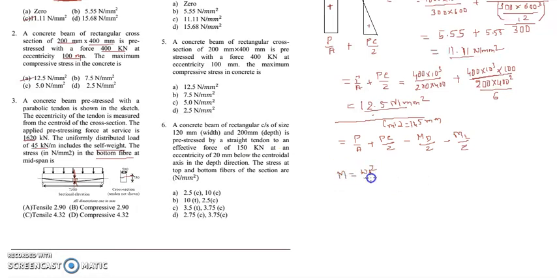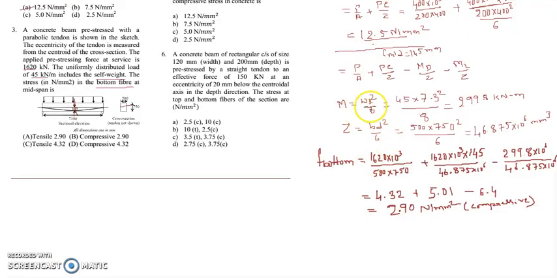WL square by 8. So the load W is 45 kilonewton, and L is equal to what? The length is 7.3, so 7.3 square by 8. I will get M as 299.8 kilonewton meter, and Z, which is BD square by 6, I will get as 46.875 × 10 to the 6 mm to the power of 3.